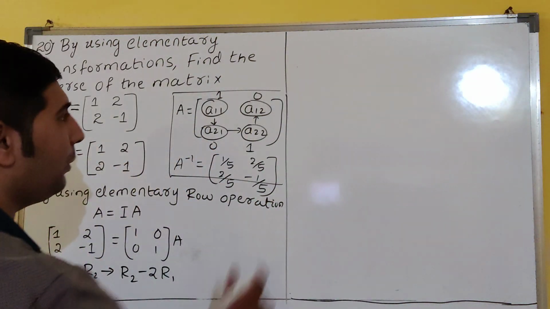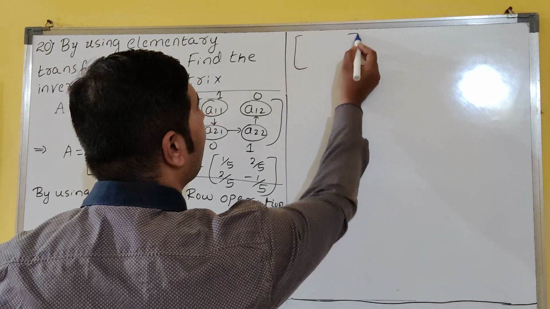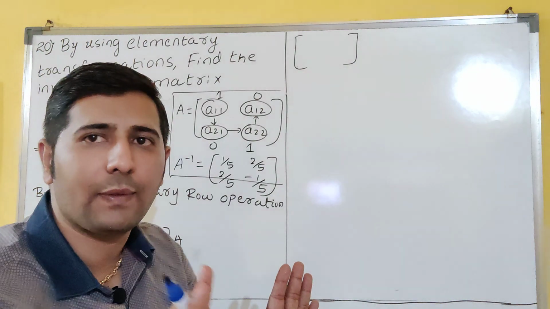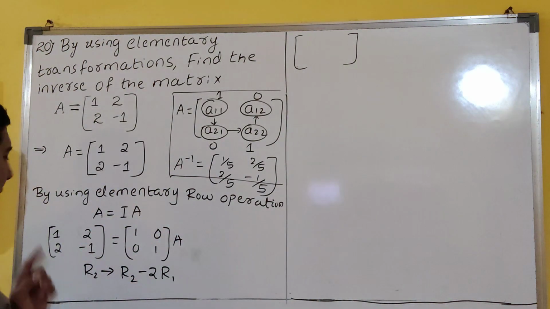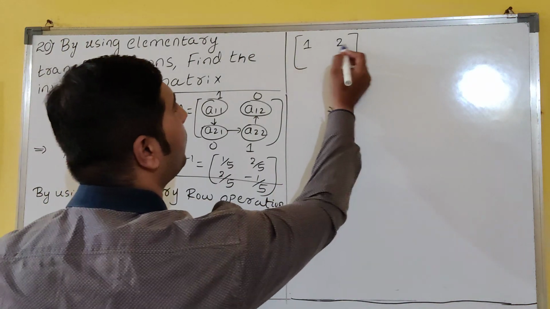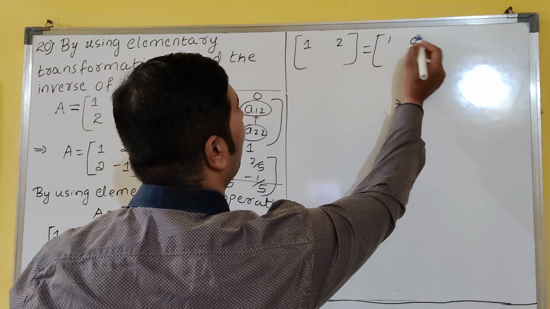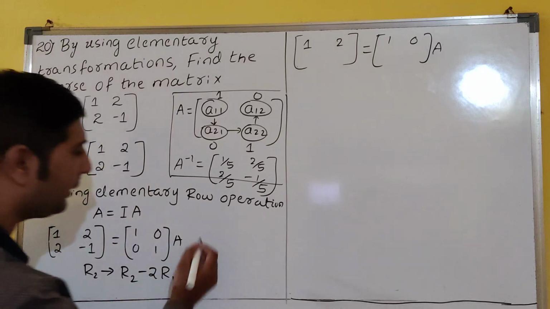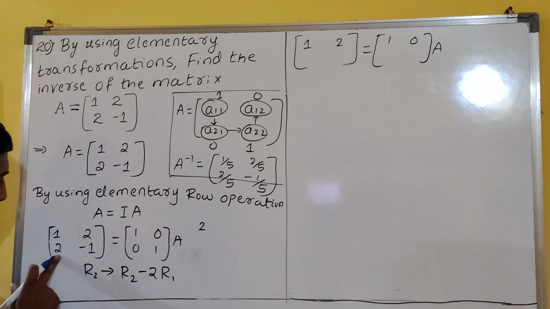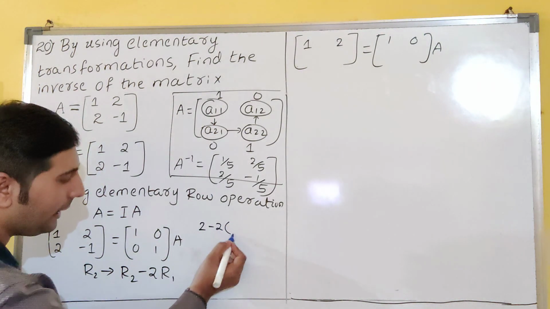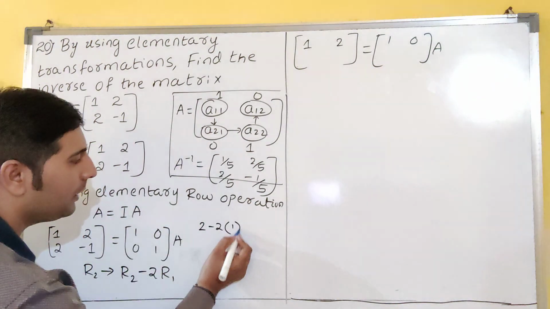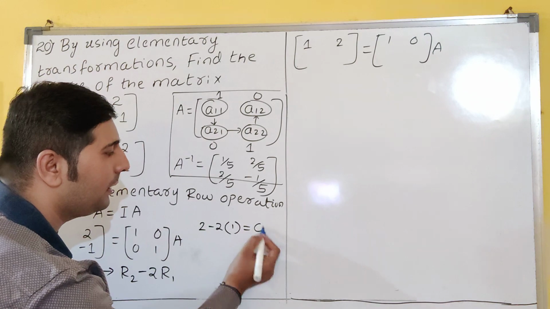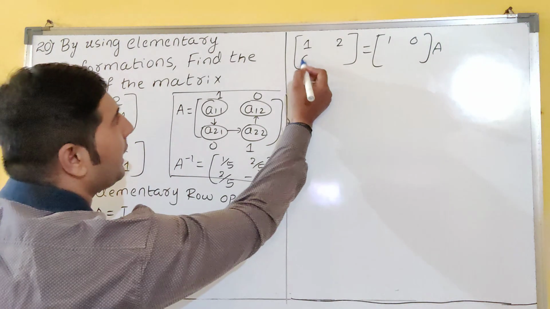So now see, R1 you write as is. R1 is what? 1 2 1 0, because we are not changing R1. You are changing R2. So R1 you write 1 2 1 0 into A. Clear? So now R2. R2 is how much? 2. R2 is 2 minus 2 into R1. R1 is how much? 1. Minus 2 into 1 is minus 2. 2 minus 2 is 0, dear students. I got this as 0.